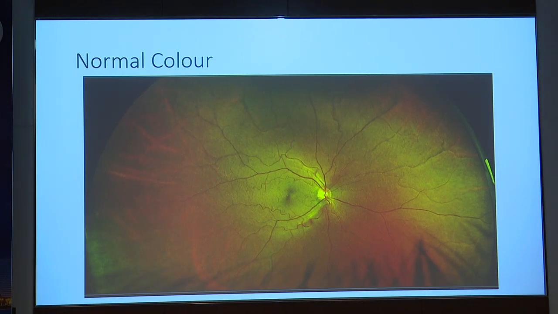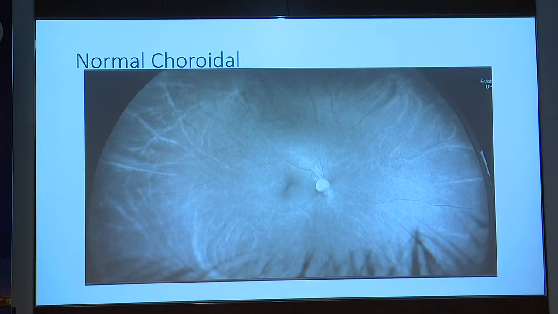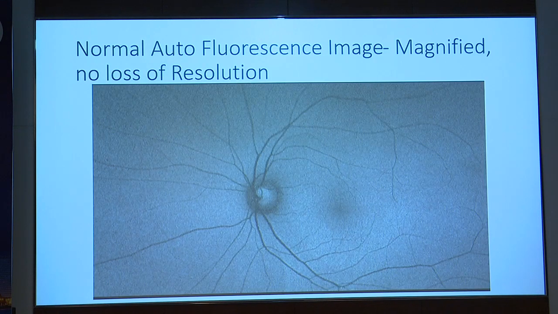This is a standard color image which you get while screening the patients, and this is a standard red-free you get. This is just in the software you have to check. You don't have to take a separate image for this, and this is the choroidal imaging. You get autofluorescence, and the resolution is so good that even if you magnify it 10 times, the resolution doesn't go down. More about this will be from Dr. Anand.